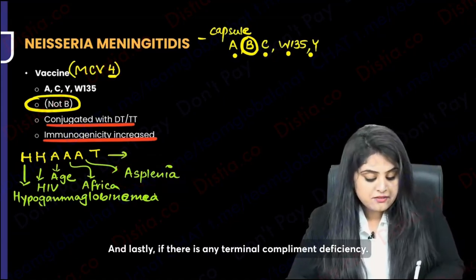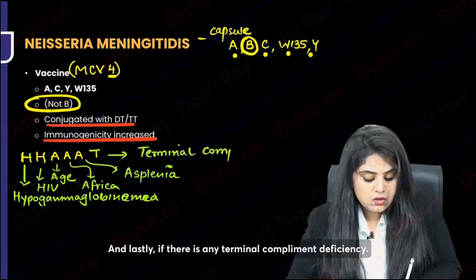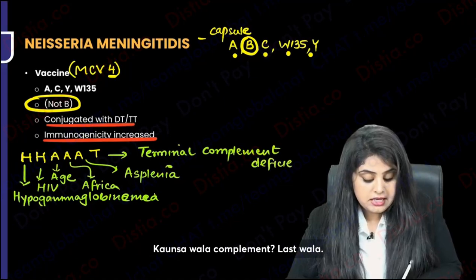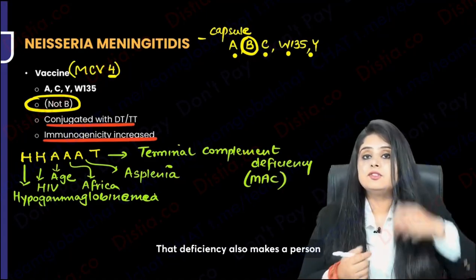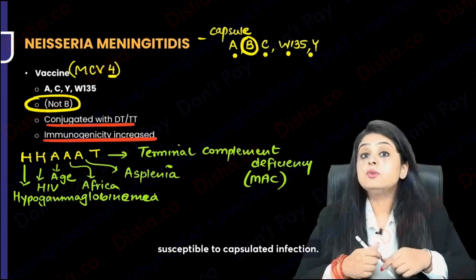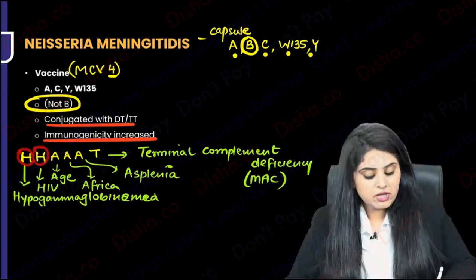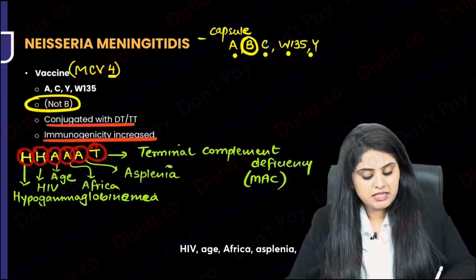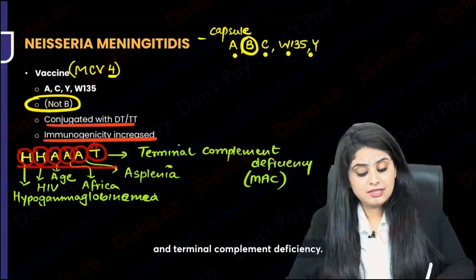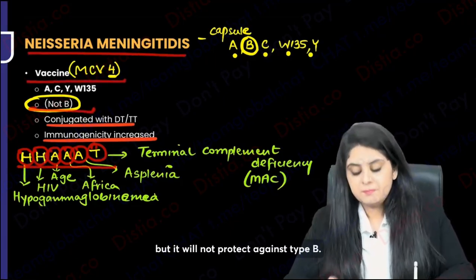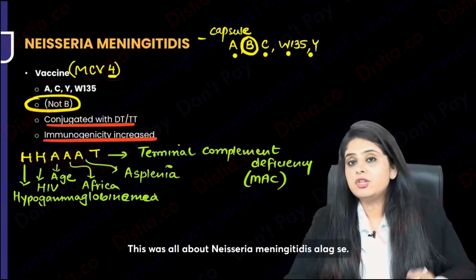And lastly, if there is any terminal complement deficiency, which complement? The last one, especially the membrane attack complex. That deficiency also makes a person susceptible to capsulated infection. So there is hypogammaglobulinemia, HIV, age, Africa, asplenia, and terminal complement deficiency. That is when you will give this vaccine, but it will not protect against type B. This was all about Neisseria meningitis separately.